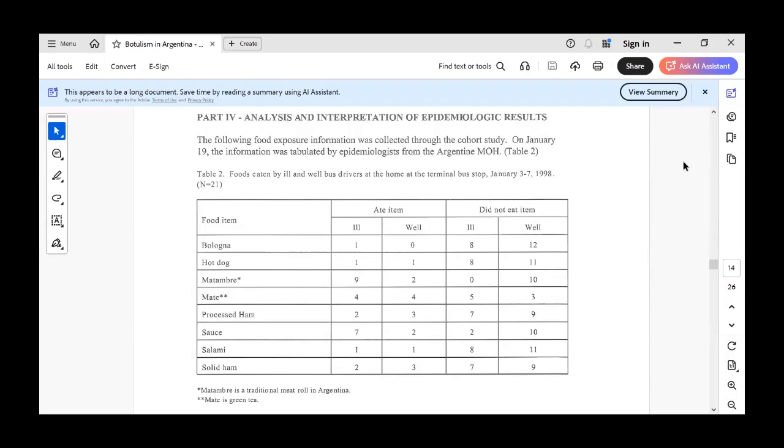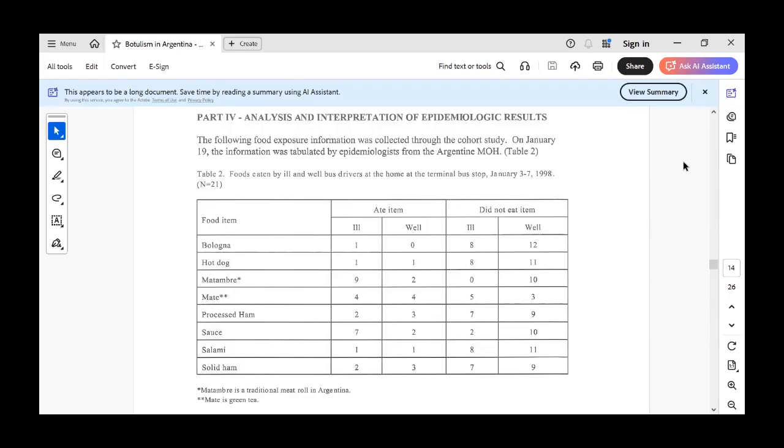Okay. So the risk of botulism would be 20% less in persons who ate mate than those who did not eat it. But the association was not statistically significant. Right. That's the correct answer.